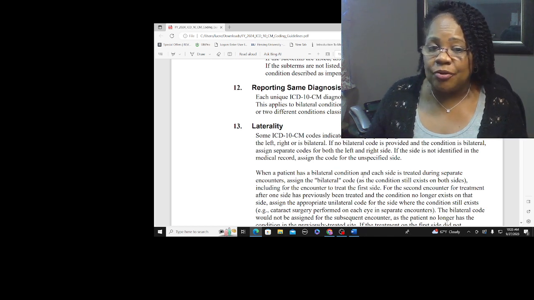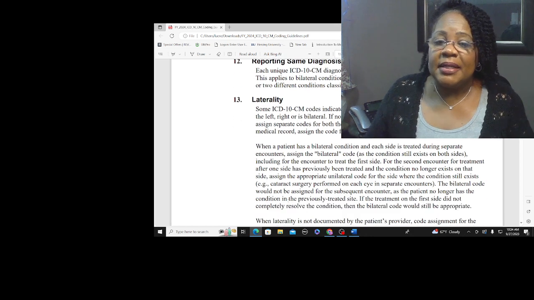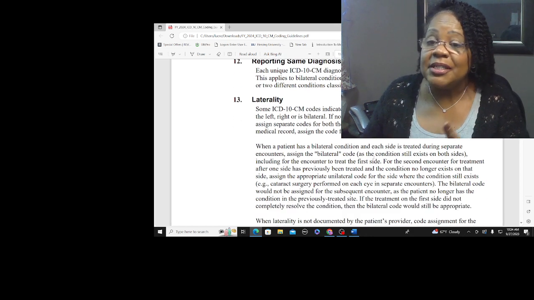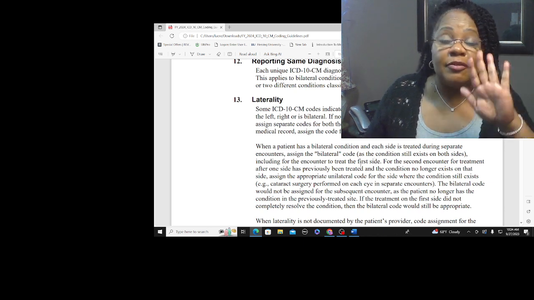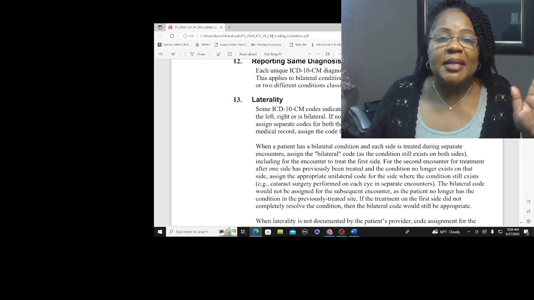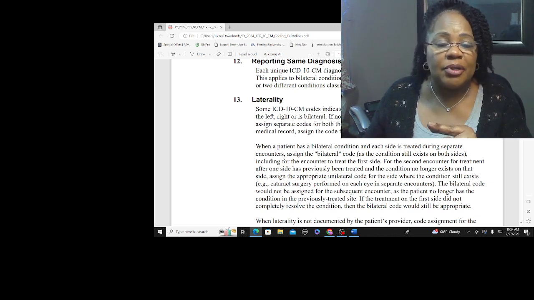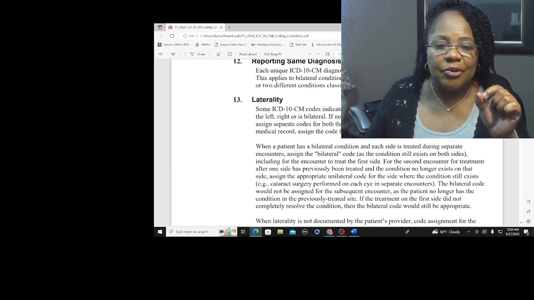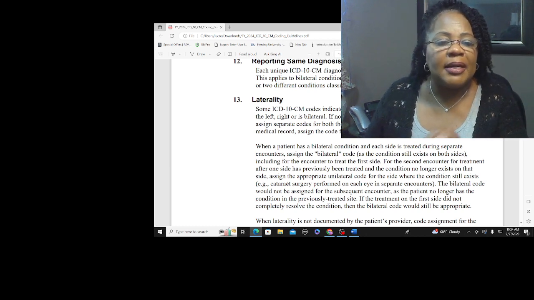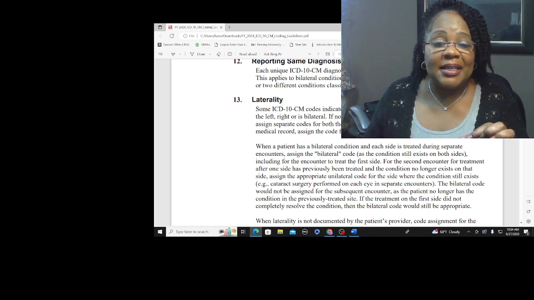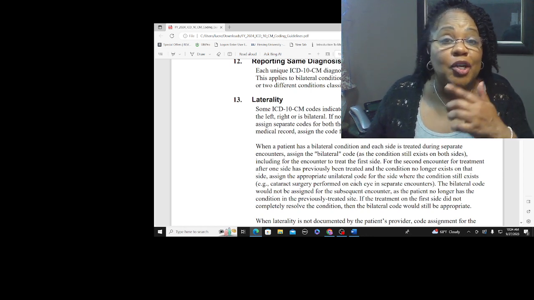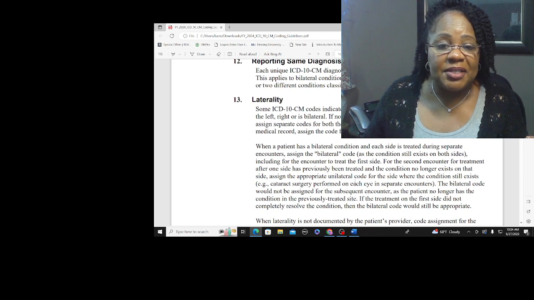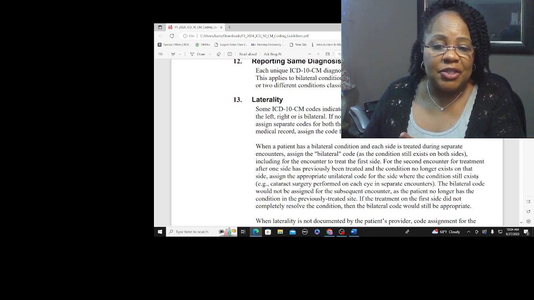When a patient has a bilateral condition and each side is treated during separate encounters, then assign the bilateral code as the condition still exists on both sides, including for the encounter to treat the first side. So even if they're only treating one side, because the patient has that condition bilaterally, then it's appropriate to code it bilaterally. And then for the second encounter for the treatment after one side had previously been treated and the condition no longer exists on that side, then assign the appropriate unilateral, because remember they already corrected the other side by the time you're coming in for the second treatment, for the side where the condition still exists.